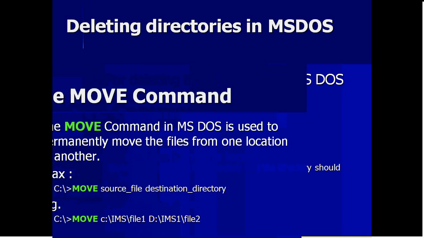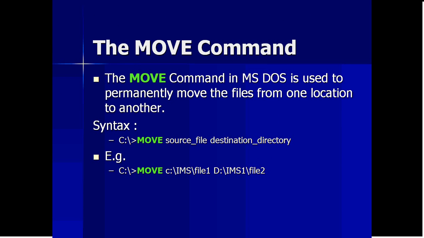Now the next is the move command. The move command in MS-DOS is used to permanently move files from one location to another, meaning your source file path and your destination directory. Now the example is move, your file name, your path, and your destination directory.